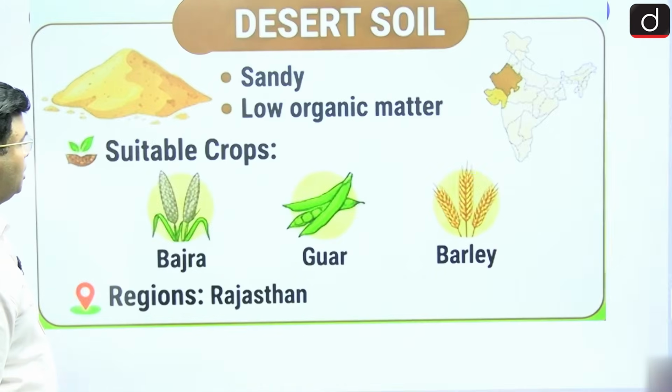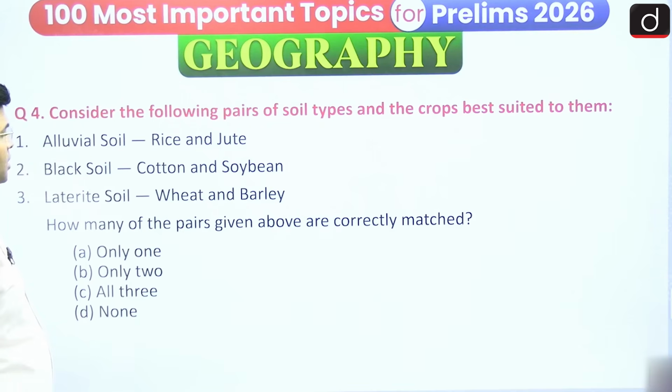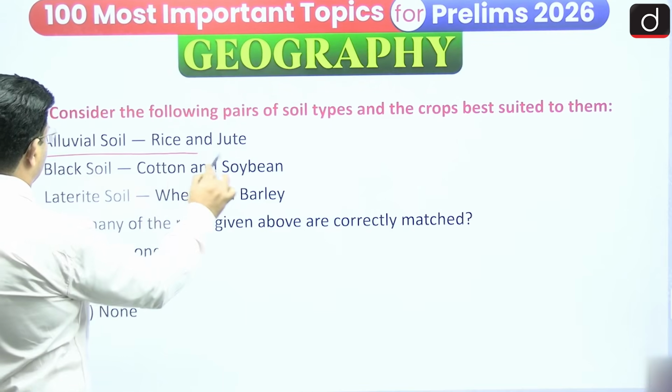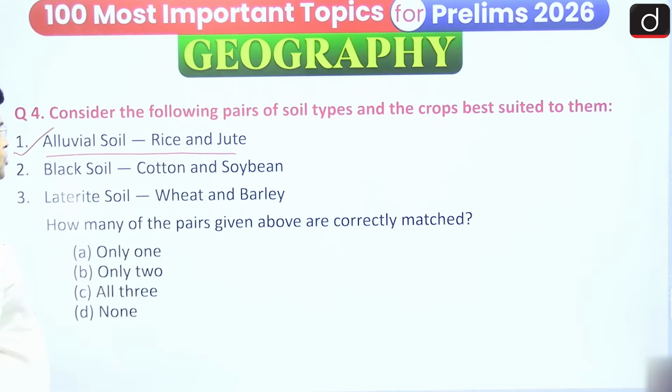Here, consider the following pairs of soil types and the crops best suited to them. Alluvial soil grows rice and jute. Yes, that is correct. Jute requires alluvial soil to grow and cannot grow in any other soil; that is 100% important.